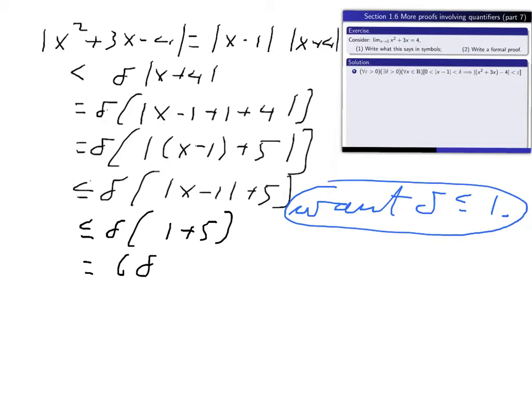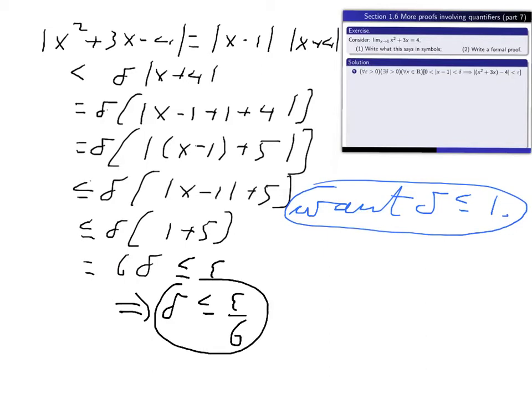Now, I want this last quantity to be less than or equal to epsilon, and that then implies that delta is less than or equal to epsilon over 6. So that's another thing that I want. I want delta to be less than or equal to epsilon over 6.